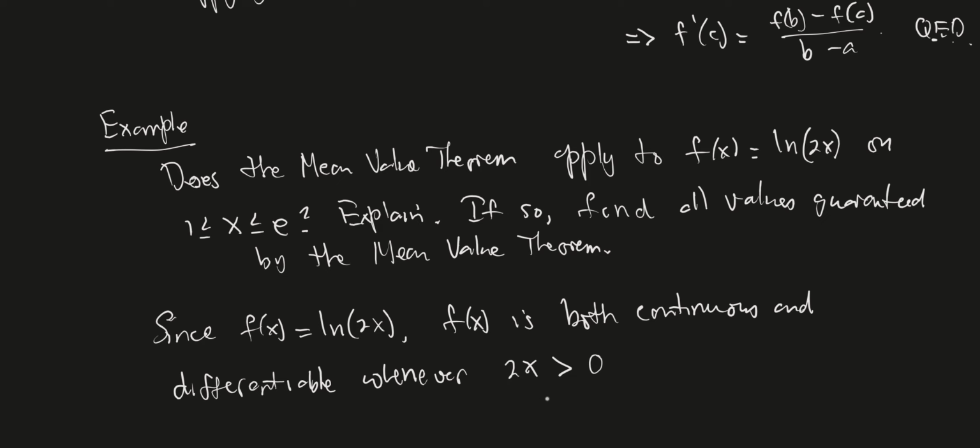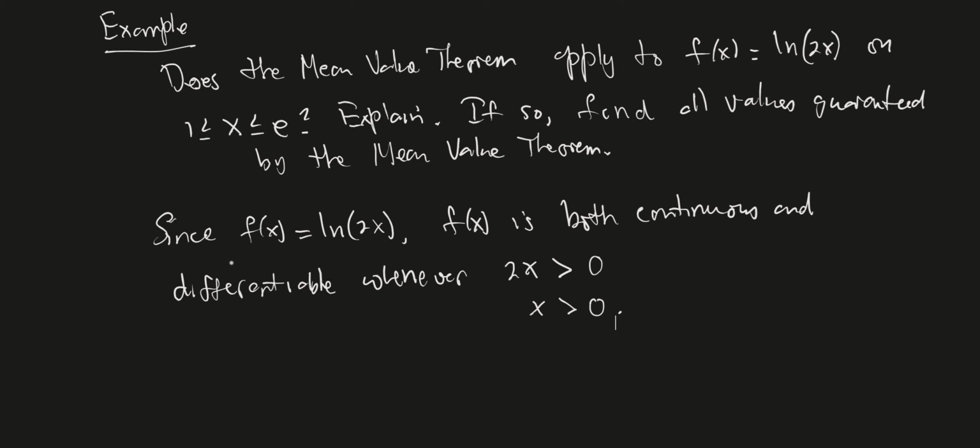Now solving this inequality is very easy. Divide both sides by 2, so you get that x must be greater than 0. And this is fine. So for all values of x, when x is in this interval, it certainly satisfies this property, right?